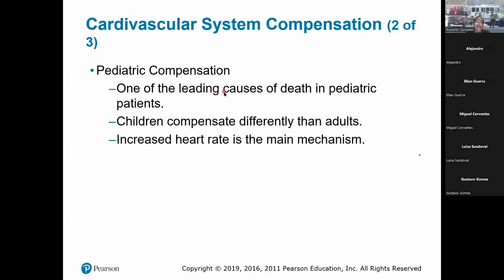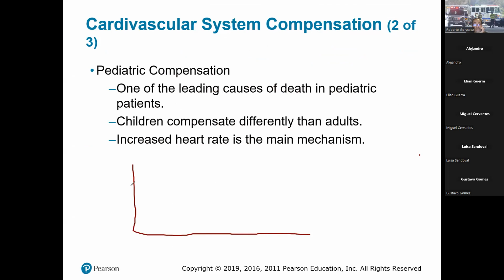One of the leading causes of death in pediatric patients is issues with the respiratory system. Children compensate differently than adults, and an increased heart rate is the main mechanism. Now, I'm going to draw this for you so you can understand.